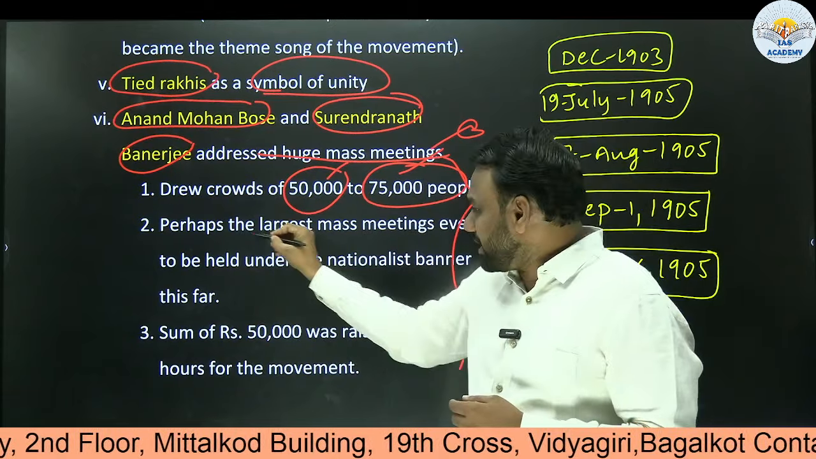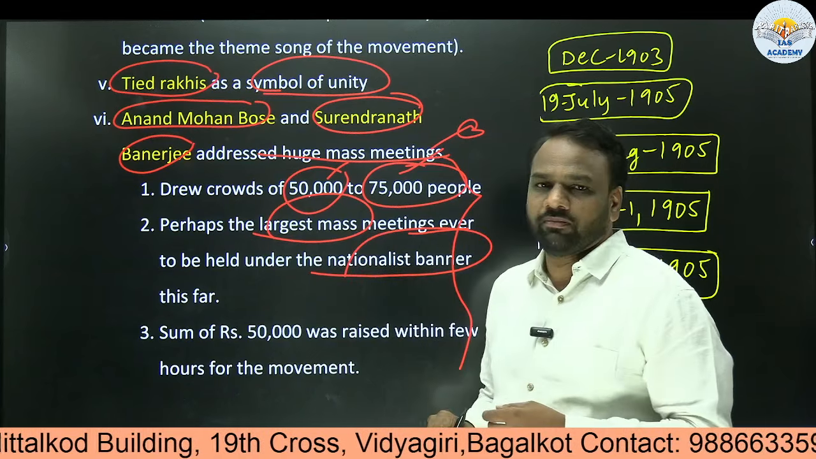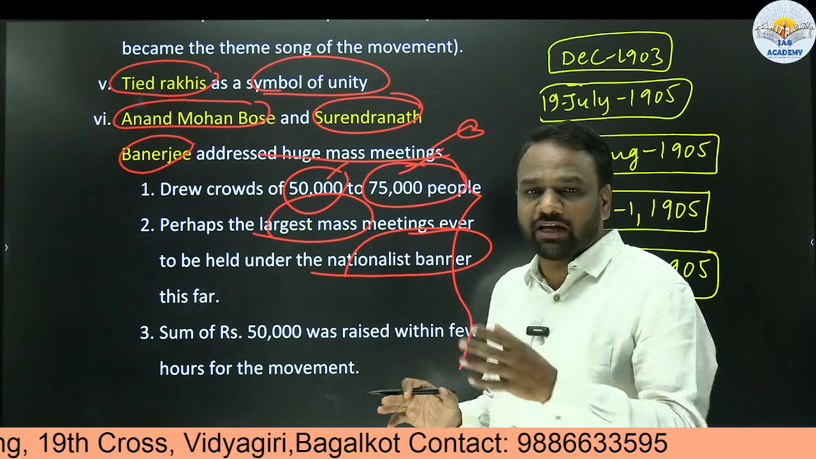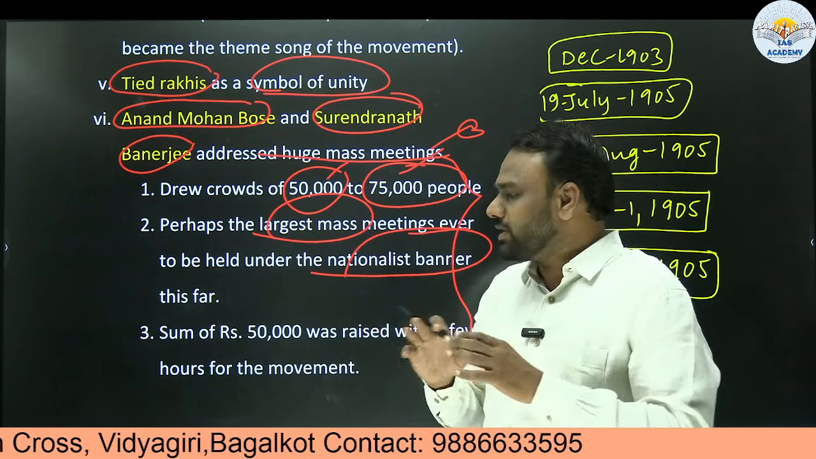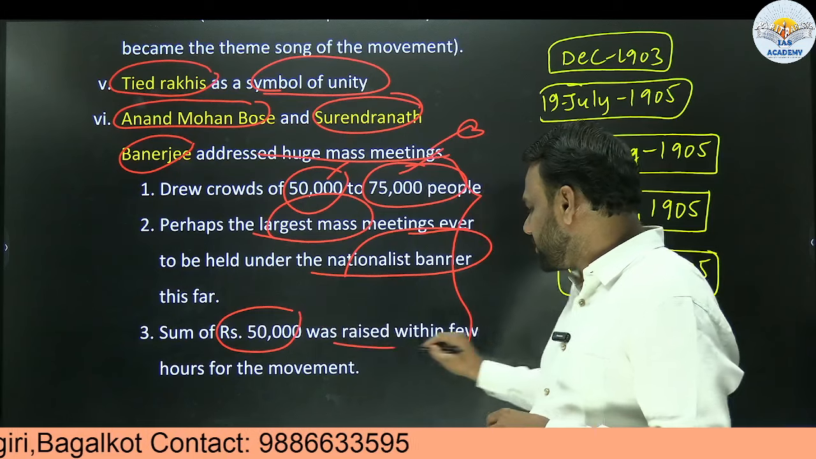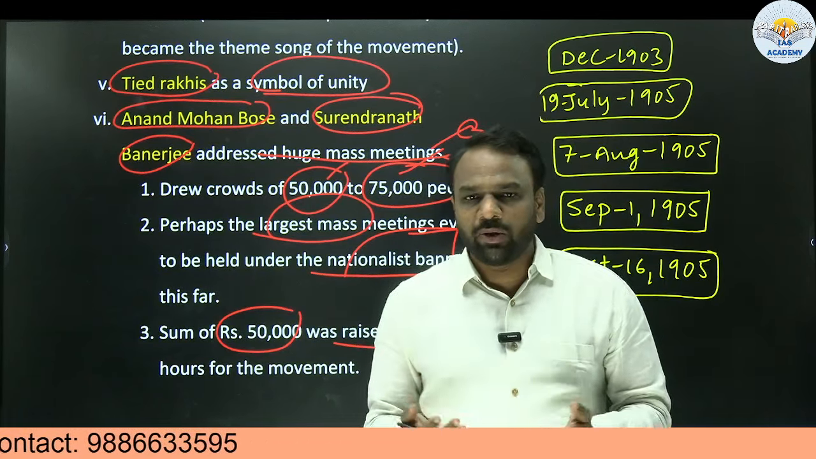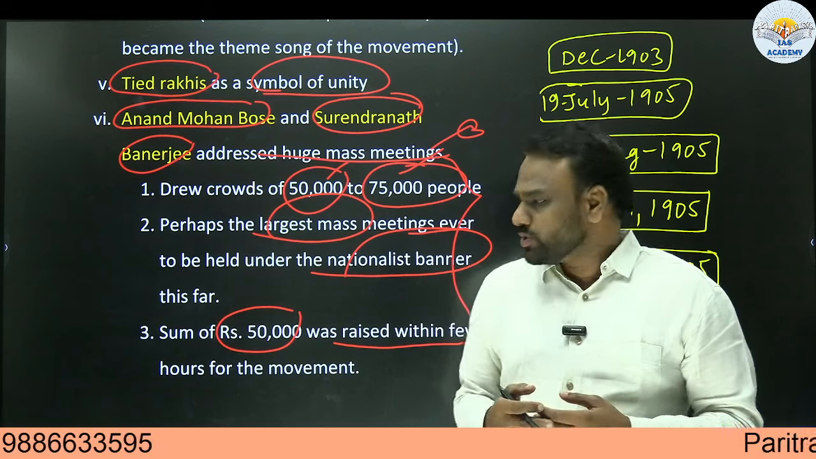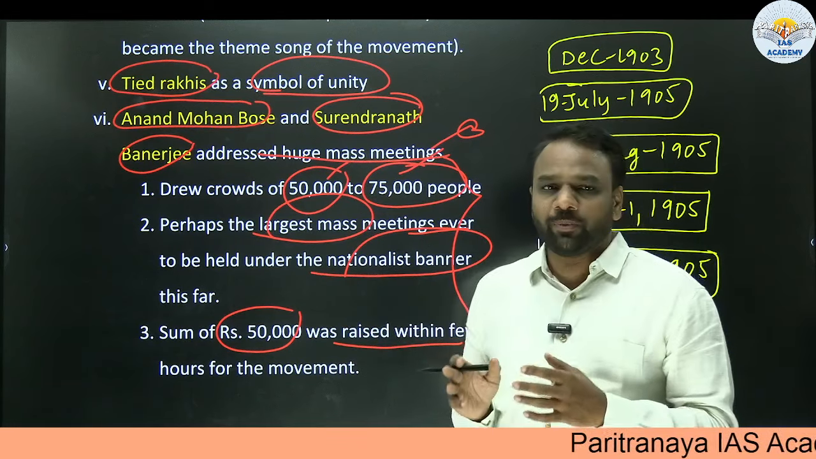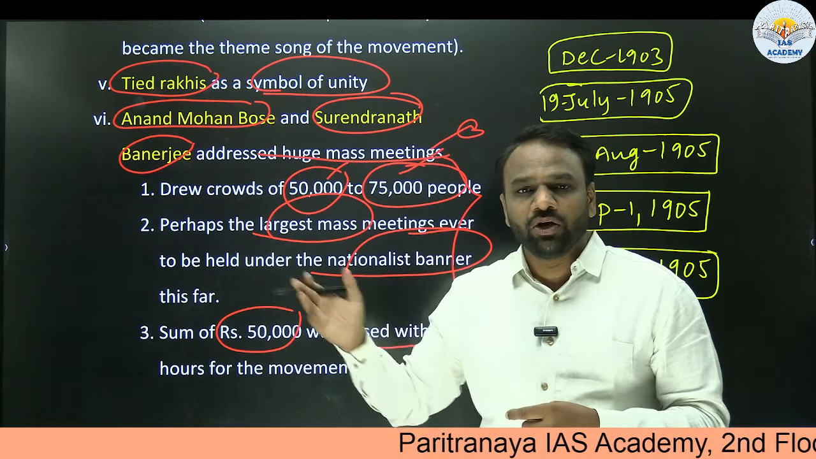Perhaps the largest mass meetings ever to be held under the nationalist banner thus far. Probably this was the first time that under the nationalist banner, for the sake of the nation, such a large mass was gathering. And also a sum of 50,000 rupees was raised within a few hours for the movement. When you start a movement, you require funds for various purposes. So within a few hours, 50,000 rupees was collected. This indicates the type of support which the people extended to Swadeshi movement.